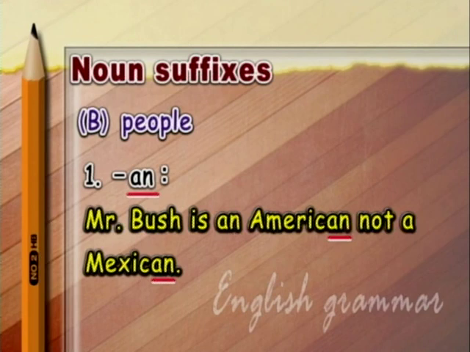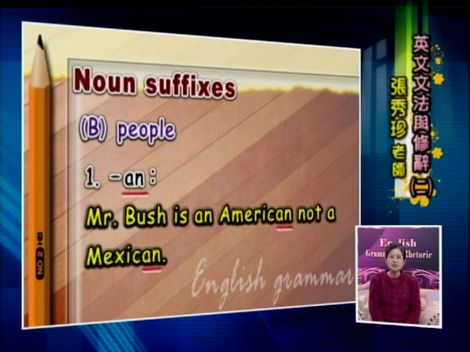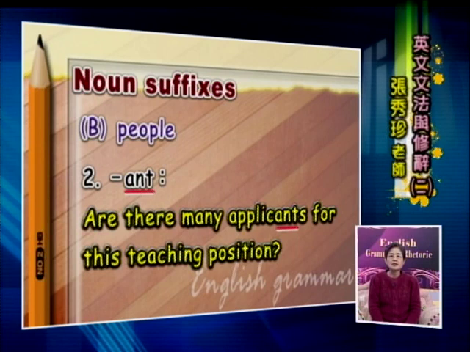Bush 先生他是美国人，不是墨西哥人哈。那 American 那个 AN, Mexican 那个 AN 都是代表人。再下来 ANT 就多的一个 T 也是代表人。Are there many applicants? Applicants 那个 ANT 哈，申请人有许多申请人吗？什么的申请人是 for this teaching position，这个教书的工作有很多的人来申请吗？好，下面我们看是 AR，也是代表人。Dr.